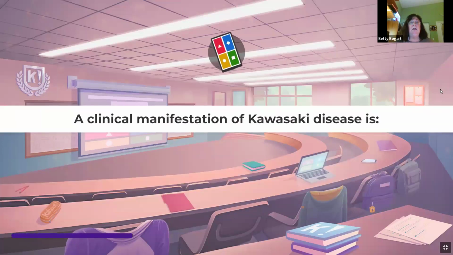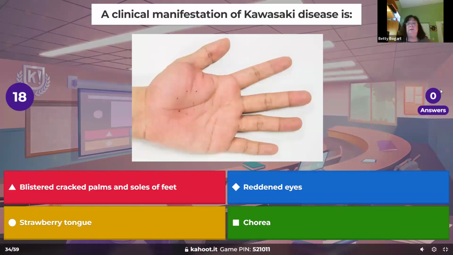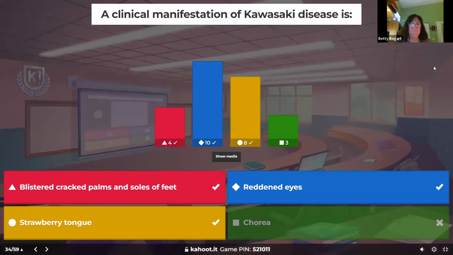A multi. A clinical manifestation of Kawasaki disease is, what would you see? And you're going to see everything. Korea happens to be which one? Your rheumatic fever, right? The rest are all Kawasaki.